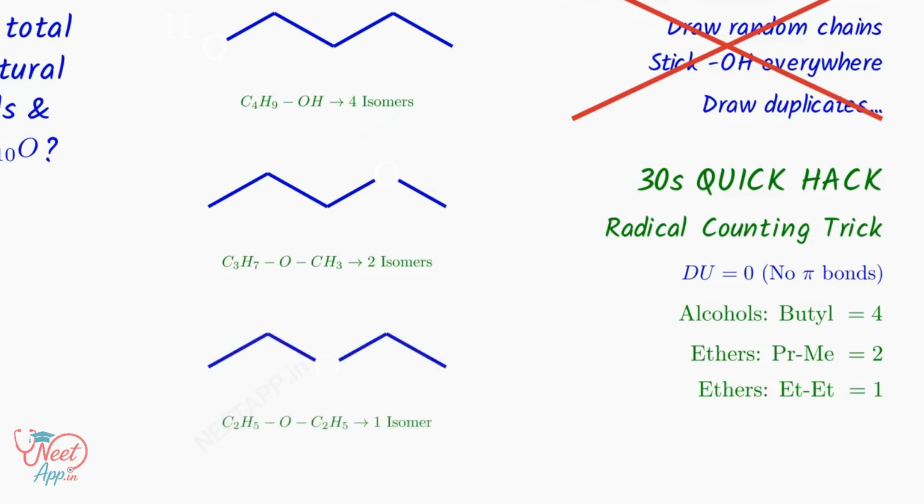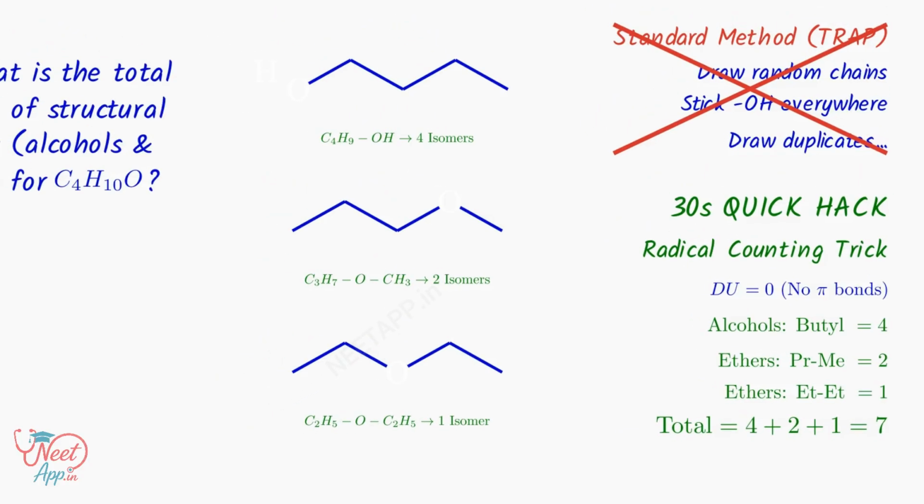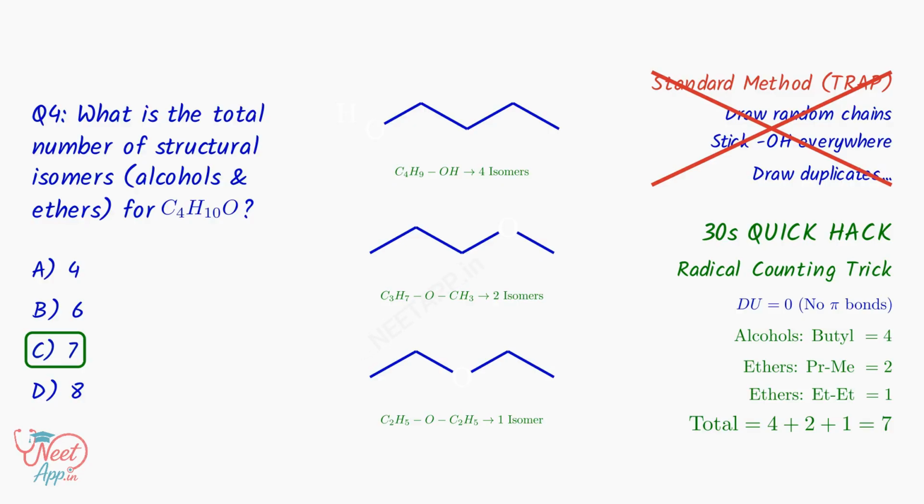For ethers, we split the carbons around the oxygen. Propyl methyl gives 2 isomers and diethyl gives 1. 4 plus 2 plus 1 equals 7. Option C is correct. Count the radicals, skip the drawing and save your time.